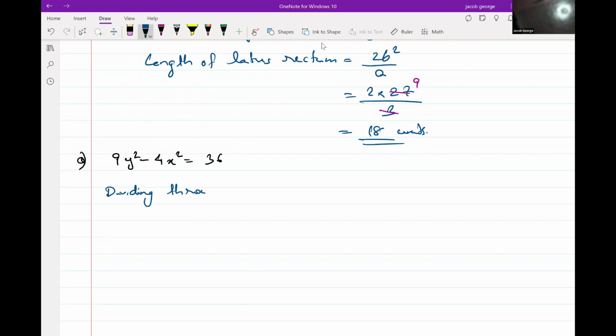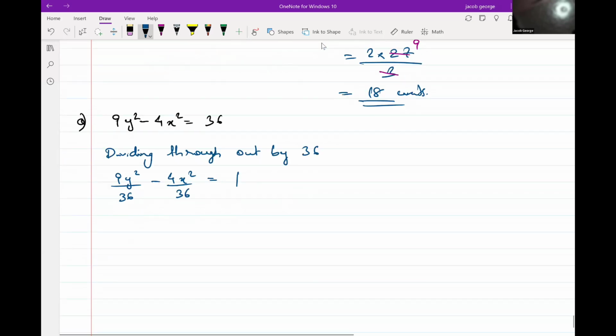Dividing throughout by 36. So you will get 9y square by 36 minus 4x square by 36 is equal to 36 by 36. 36 by 36 is 1. Which means y square by 4 minus x square by 9 is equal to 1.